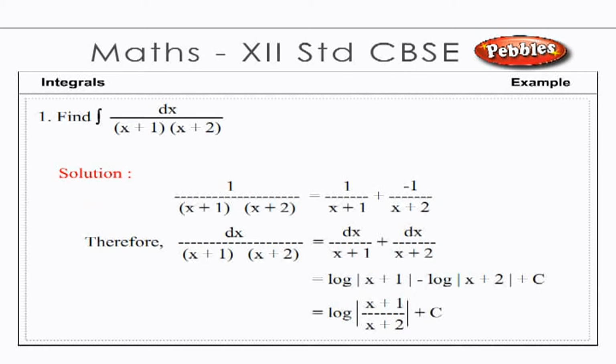Therefore, ∫ dx / ((x+1)(x+2)) = ∫ dx/(x+1) - ∫ dx/(x+2) = log|x+1| - log|x+2| + C = log|(x+1)/(x+2)| + C.